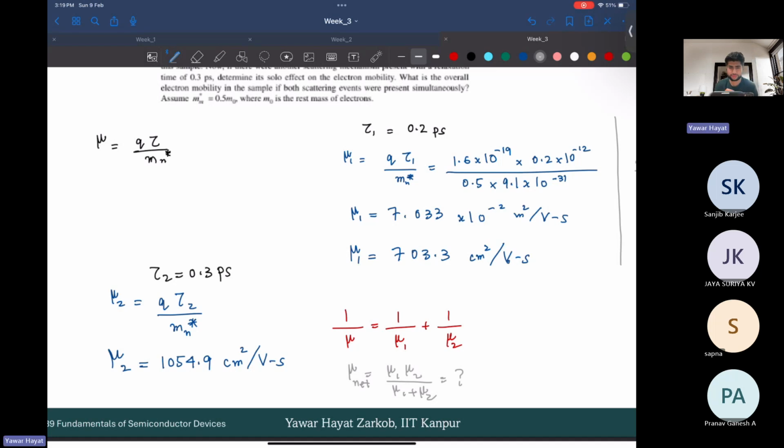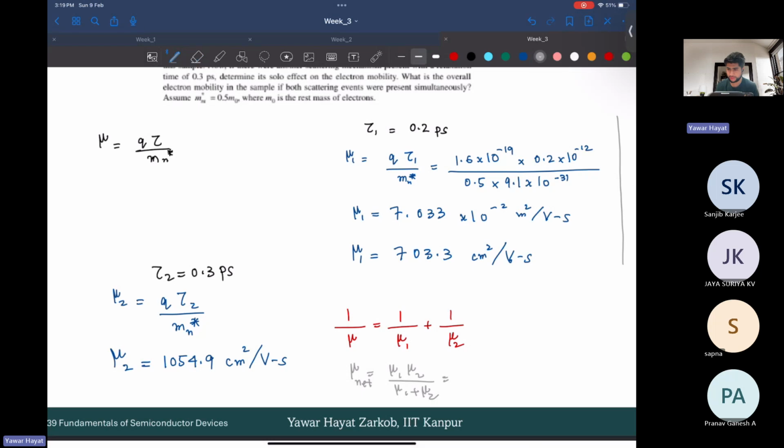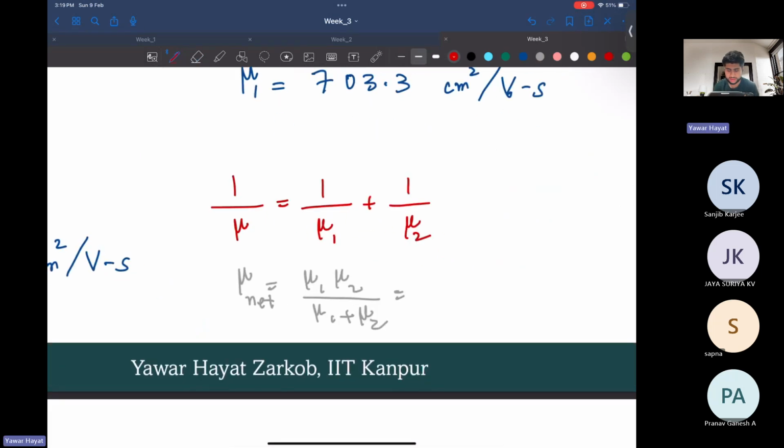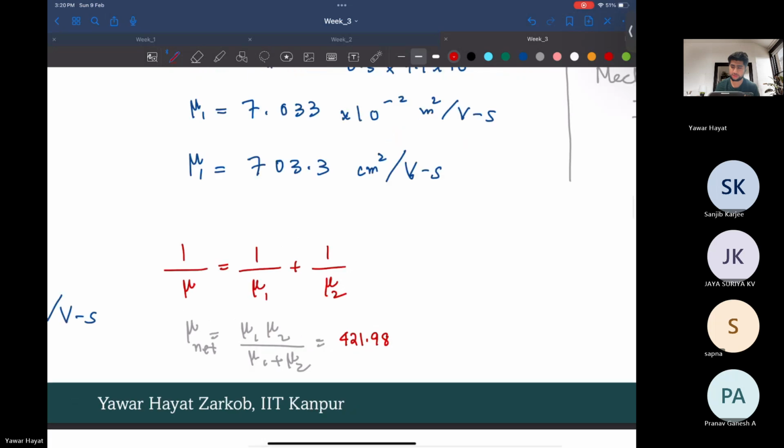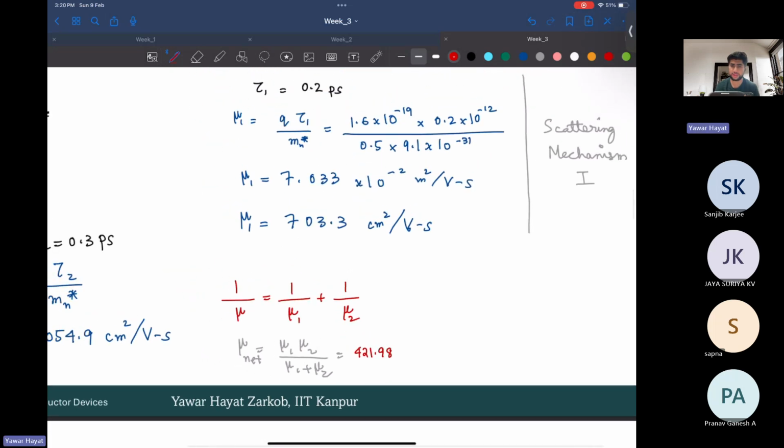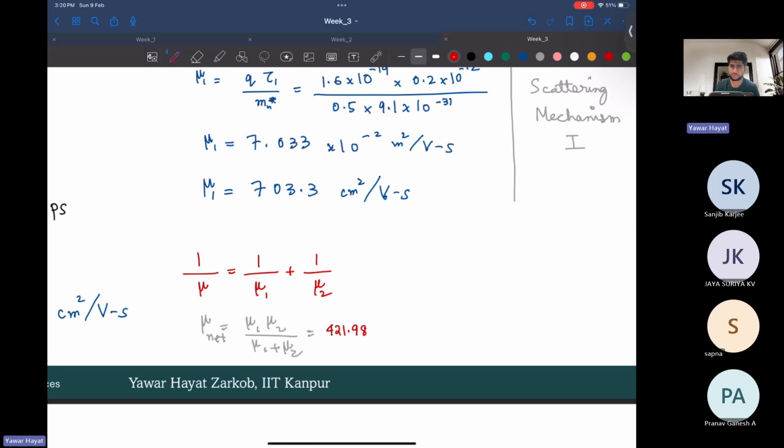Okay, so this is what we will get. We'll get the answer as 421.98. And what are the units? Units are important, right? What are the units of mobility that you used to answer this question? You can even unmute and answer it quickly. Centimeter square per volt second. Good. This is centimeter square per volt second.